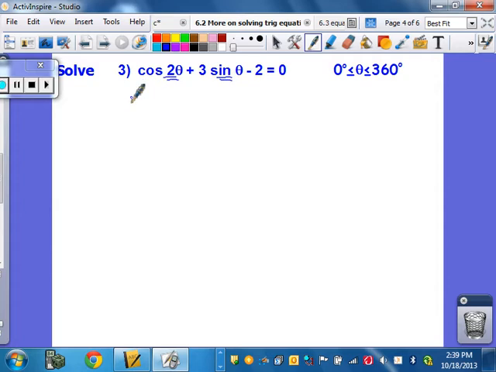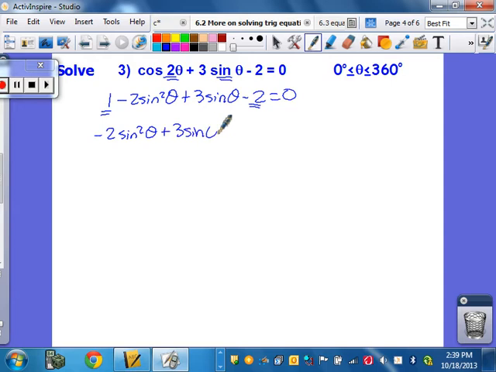So I'm going to say that this cosine double angle is going to be 1 minus 2 sine squared theta. Then I'm just going to add the rest: plus 3 sine theta minus 2 equals 0. That's kind of neat. What else do we have here? I can combine my 1 and my -2. So minus 2 sine squared theta plus 3 sine theta minus 1 equals 0.